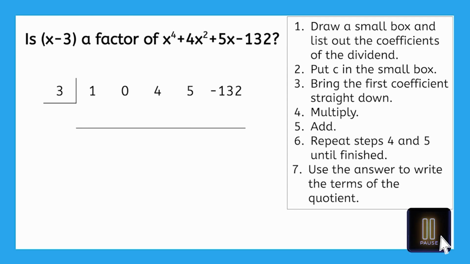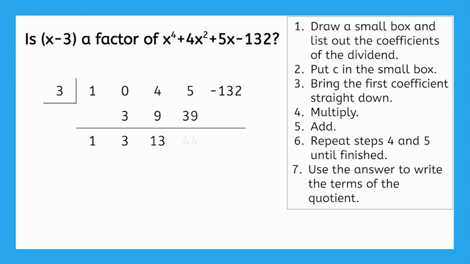All right, here's what I got. I brought the 1 straight down, multiplied by 3 to get 3. Remember to add. 0 plus 3 is 3. 3 times 3 is 9, and 9 plus 4 is 13. Multiply 13 times 3 to get 39, and then add that to 5 to get 44. Multiply 44 by 3 to get 132. Add that to negative 132, and there's our remainder. It's 0 again. That remainder of 0 tells us that, yes, x minus 3 is a factor of this quartic polynomial.